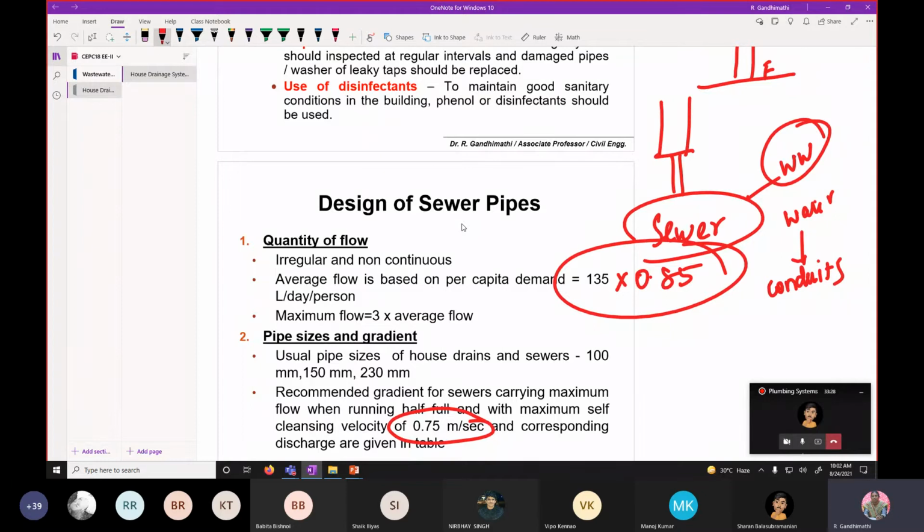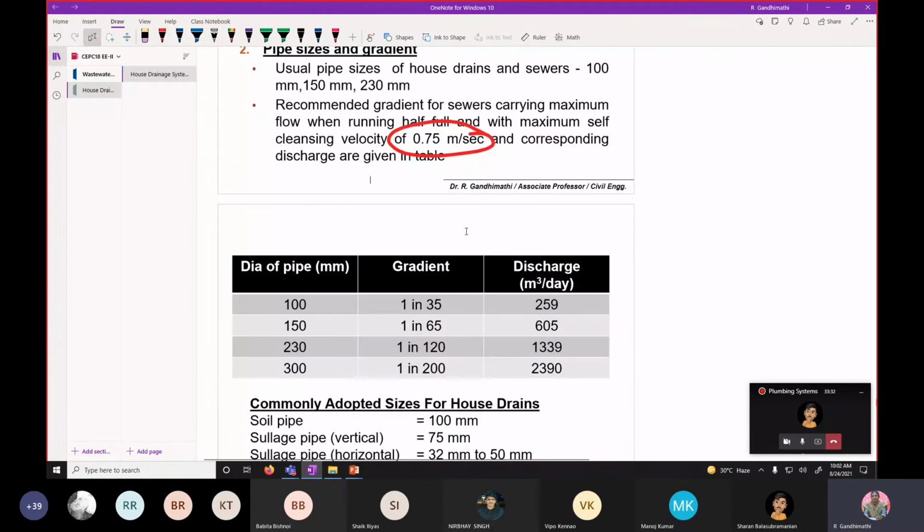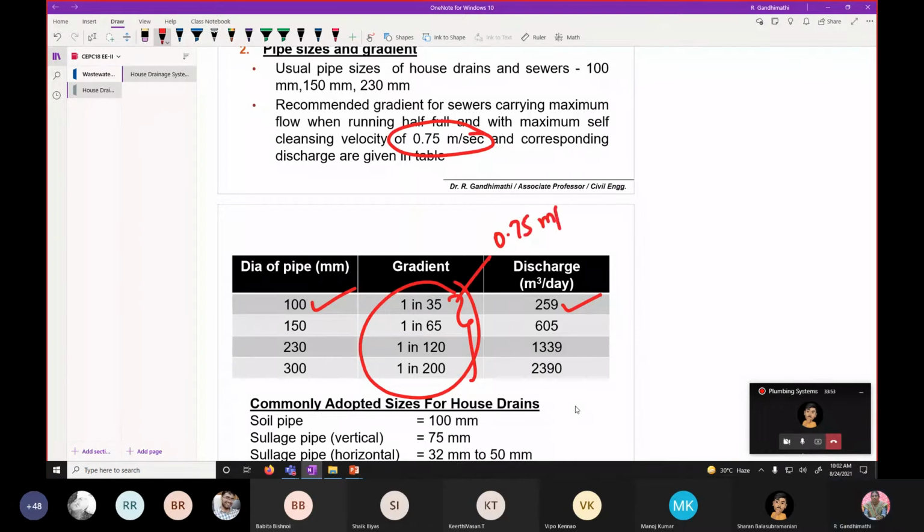For example, you can see here, I have given the gradient. Therefore this gradient is important. For example, for a pipe diameter of 100, they have provided the gradient as 1:35. It is based on the discharge and the gradient. These gradients are important to maintain the self-cleansing velocity of 0.75 meter per second.